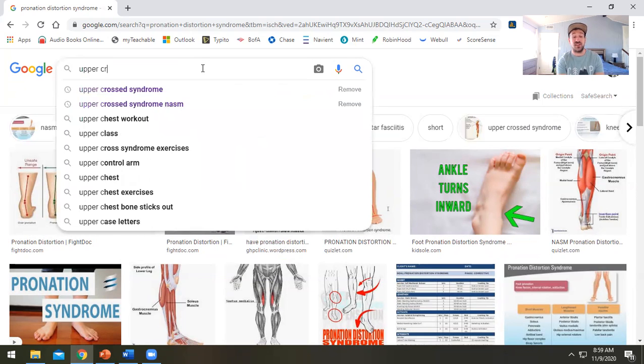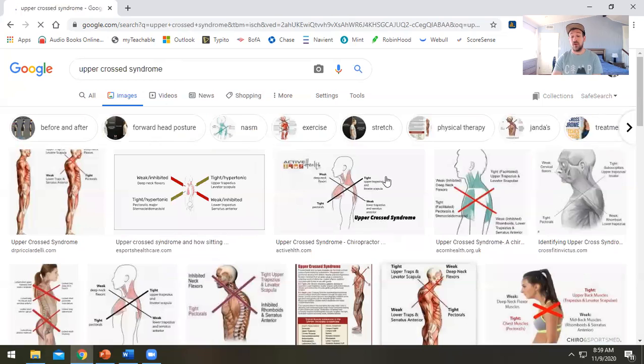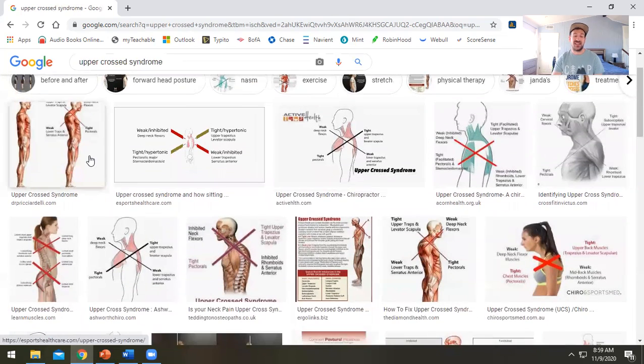And then we've got upper cross syndrome. This is our 3rd most common. Well, I gotta stop saying that. This is our 3rd distortion, and this is that classic forward head posture.